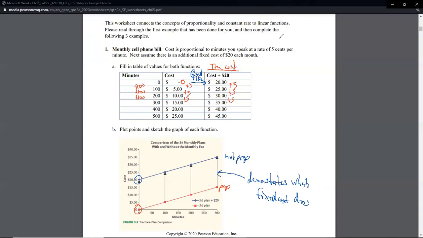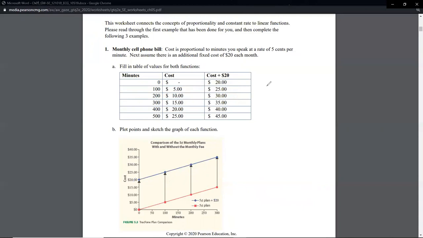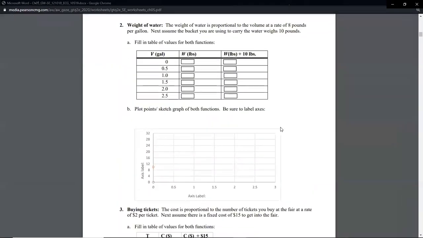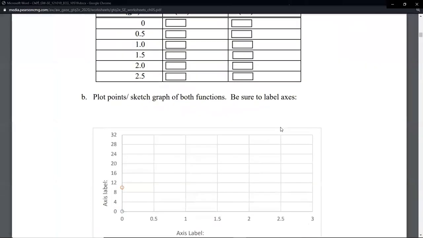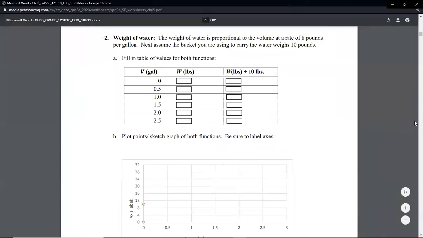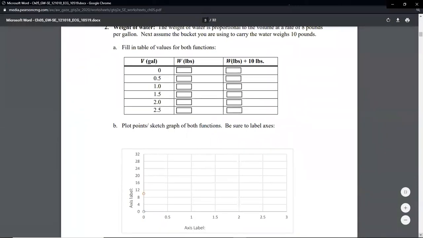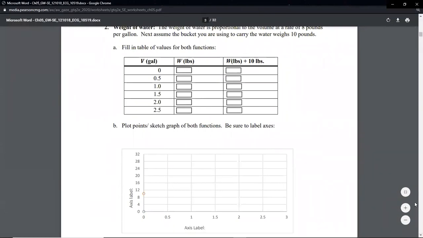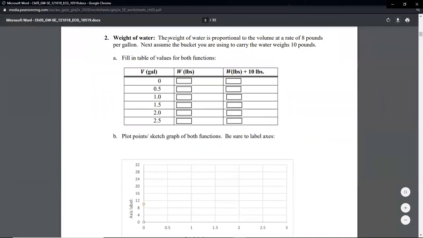So now that we've seen an example, let's try out one. Let's see if we can actually do this on our own. Can I zoom in? That's too far. That is just right, it looks like. All right, I'll scroll down a little bit in just a minute to that. So weight of water.